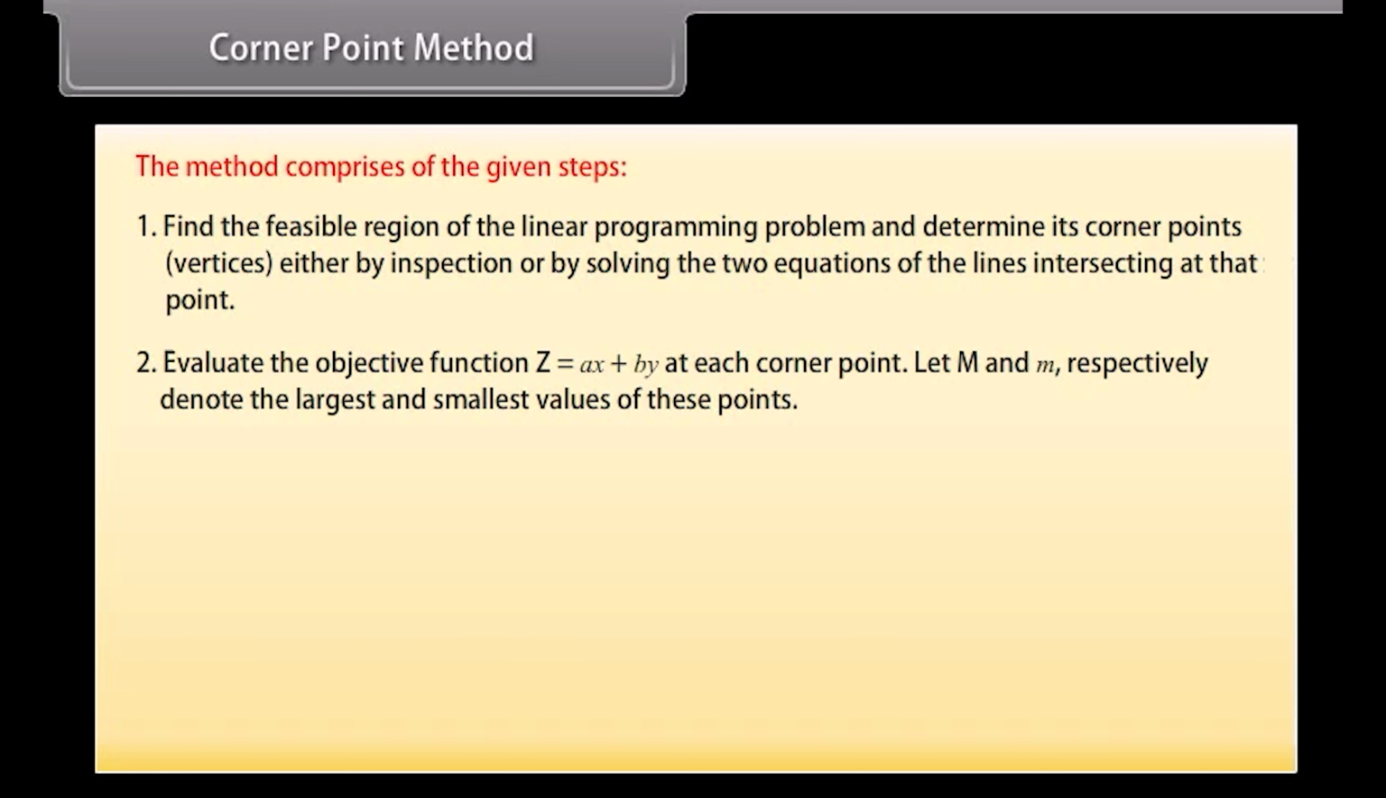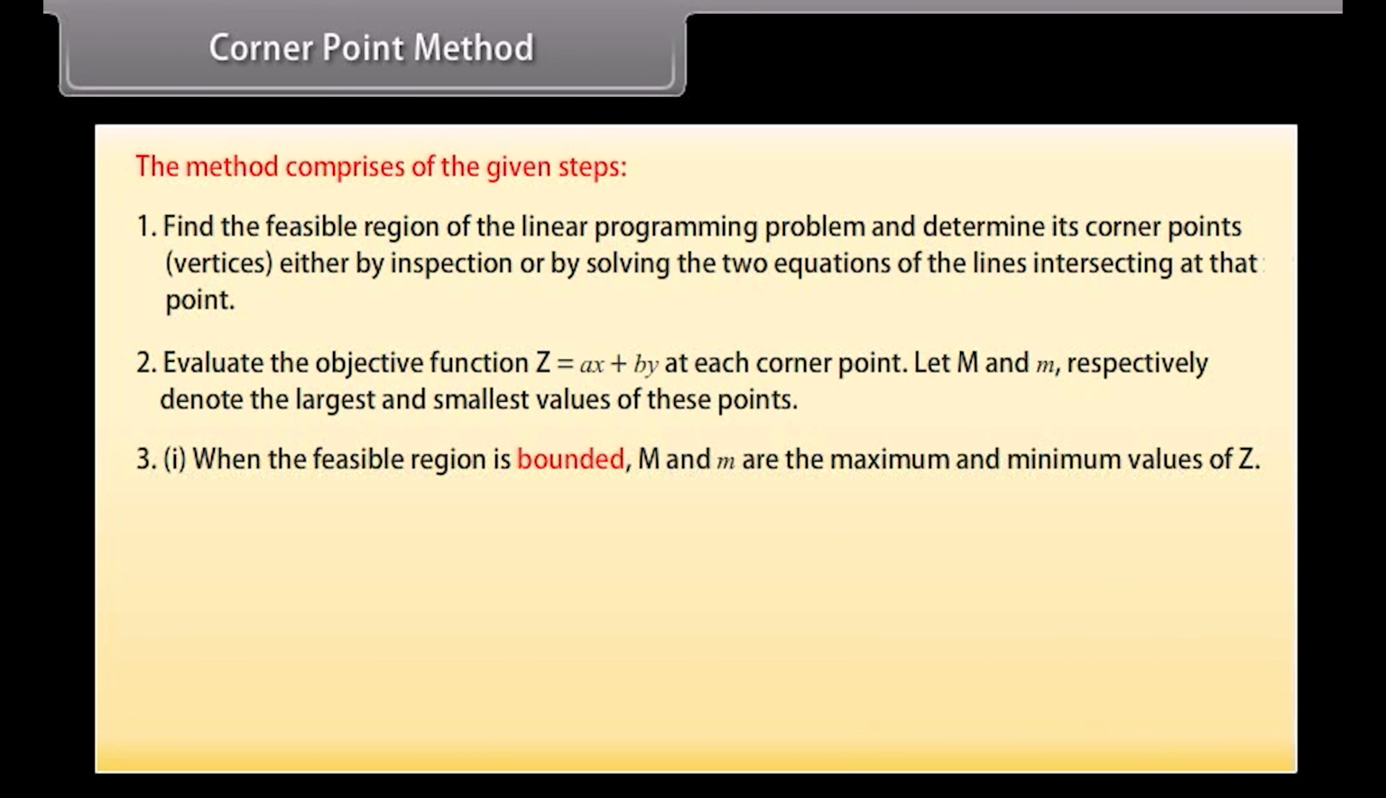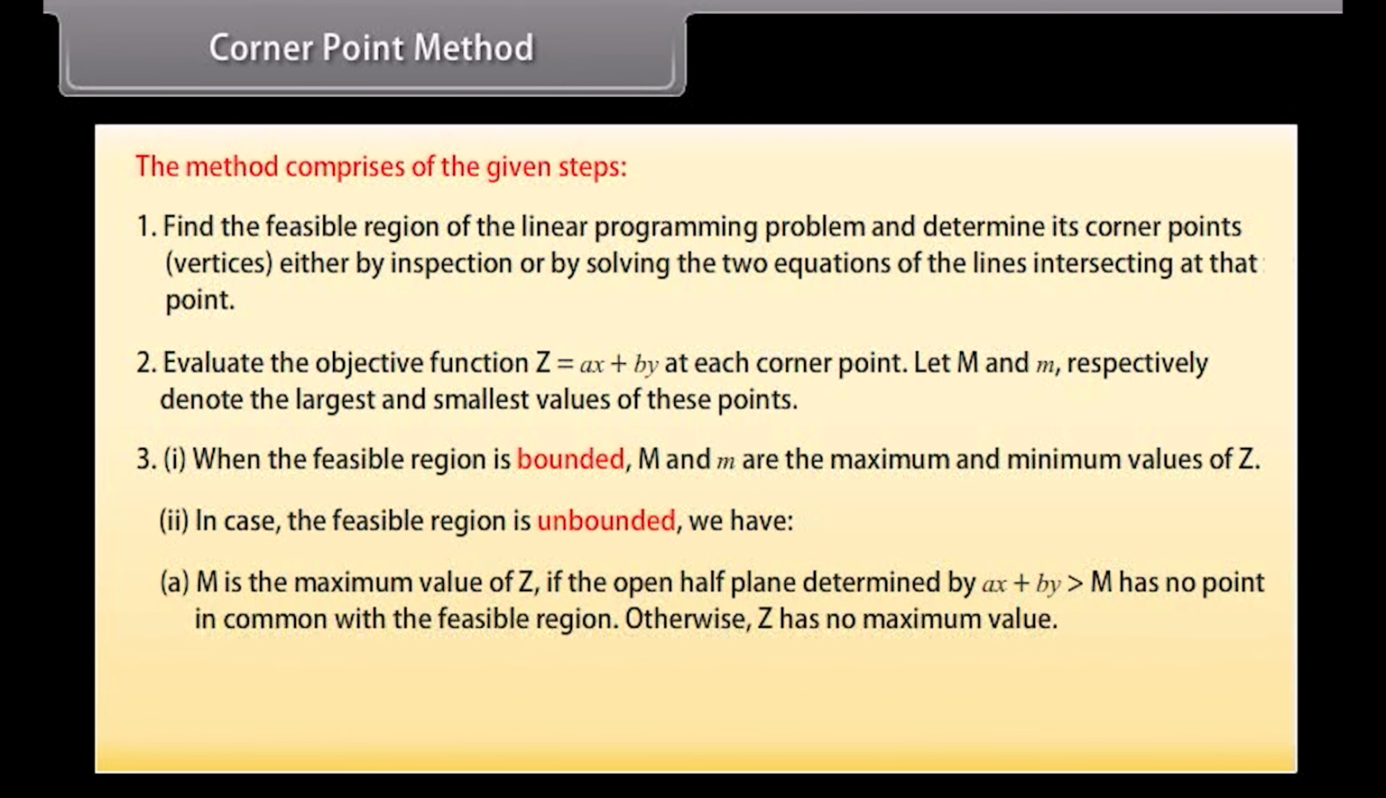Let M and m respectively denote the largest and smallest values of these points. 3. (i) When the feasible region is bounded, M and m are the maximum and minimum values of Z. (ii) In case the feasible region is unbounded, we have: a. M is the maximum value of Z if the open half plane determined by ax + by > M has no point in common with the feasible region. Otherwise, Z has no maximum value.